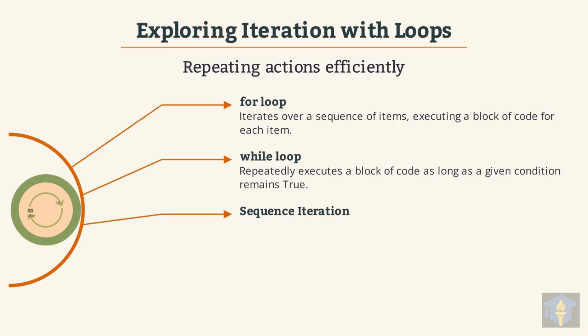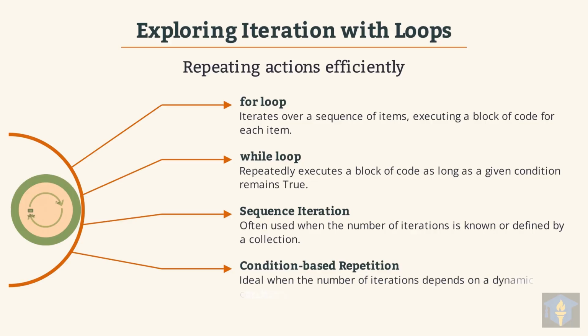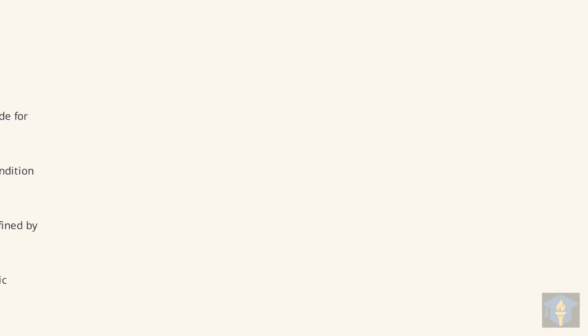Sequence iteration is typically used when you know exactly how many times you need to repeat. It's ideal when the number of iterations is known beforehand or defined by the size of a collection. Condition-based repetition is another approach, depending on a dynamic state. This is perfect when the loop's continuation depends on a condition that might change during execution.